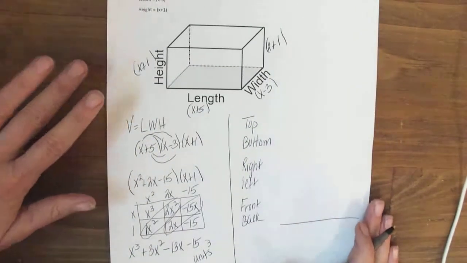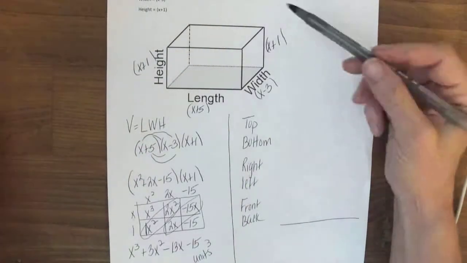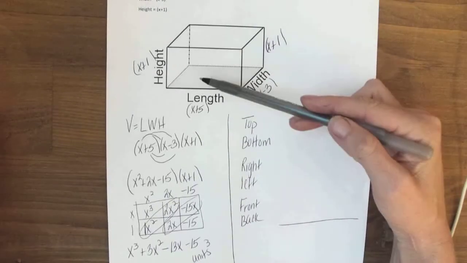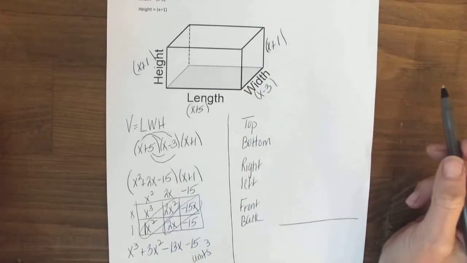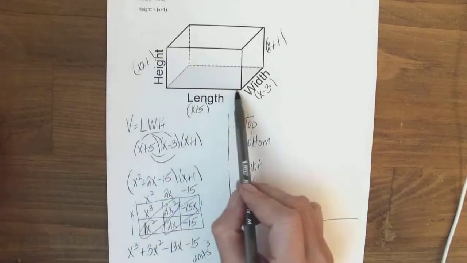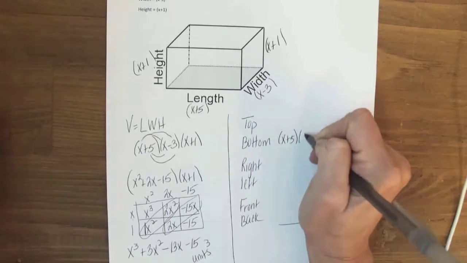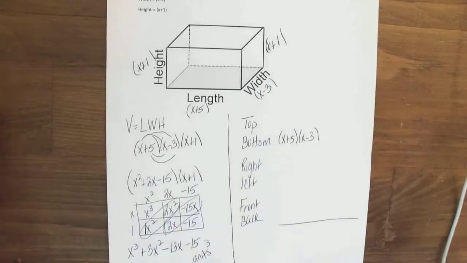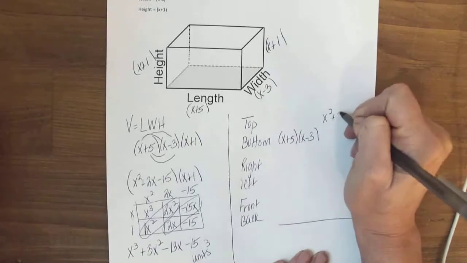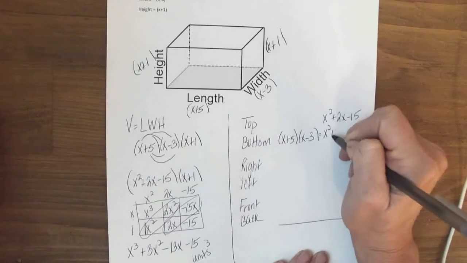Now surface area. You need to find the area of every face and add them up. The beauty is that the top and the bottom are the same, the right and the left are the same, and obviously the front and the back are the same. So let's start with the top and the bottom. We can probably see the bottom really easily here. Its length and width is x plus 5 times x minus 3. If I multiply those out, I get x squared plus 2x minus 15. And both of these would be the same.